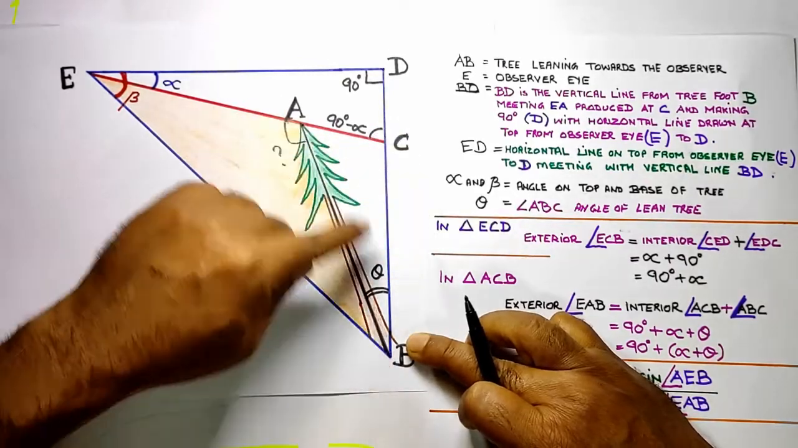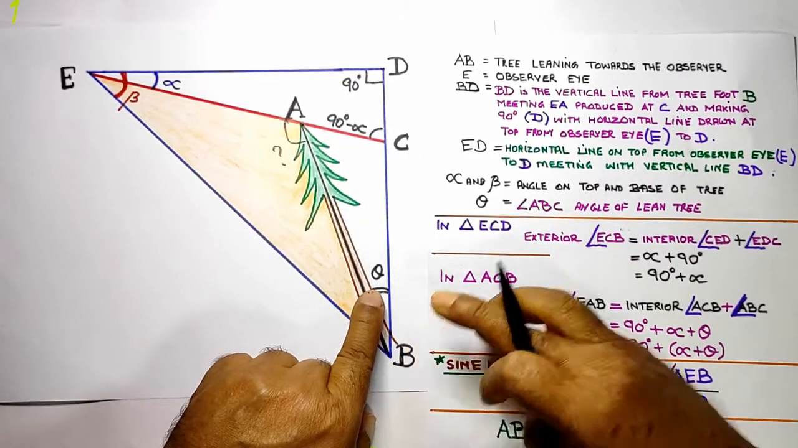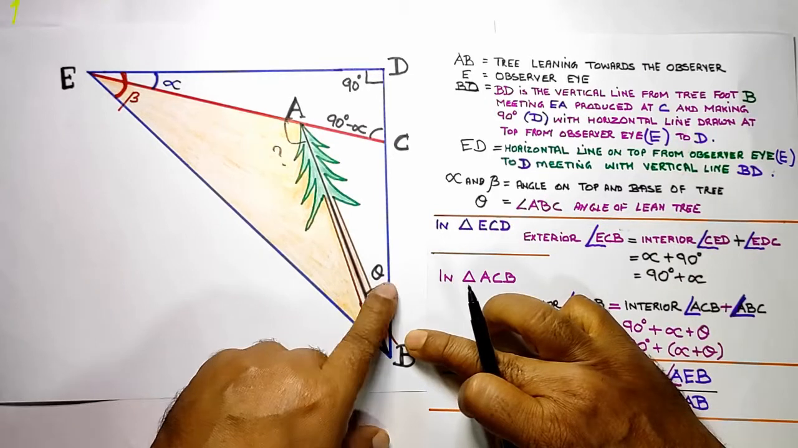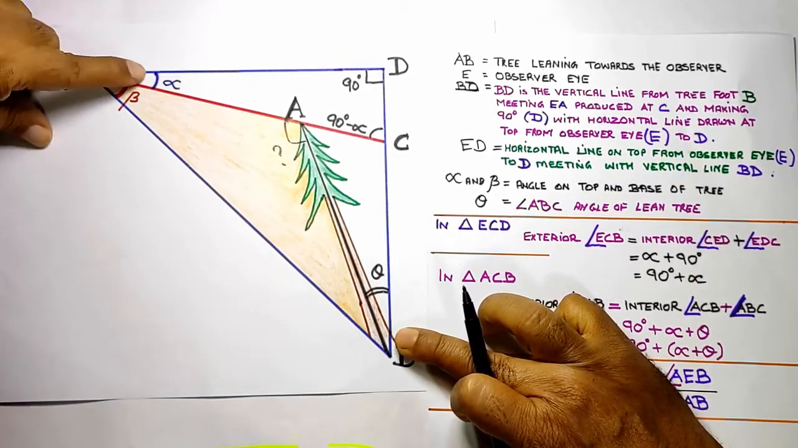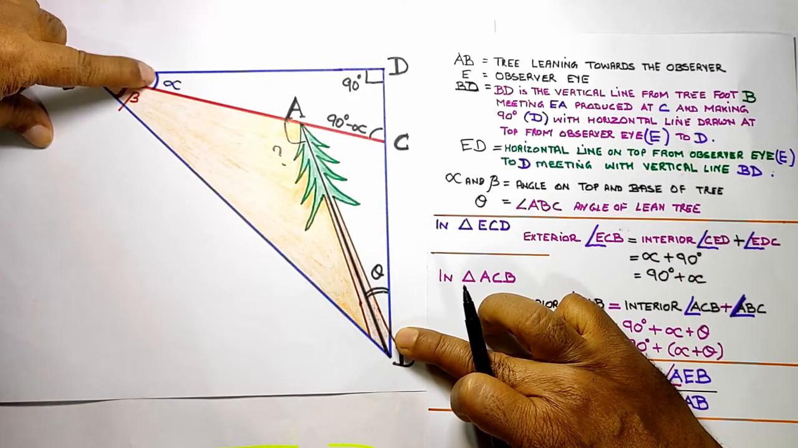EBC or CBA is the theta. What is the theta? Theta is the angle of the leaning tree. This is the theta of the leaning tree. So this alpha angle is the angle of depression.